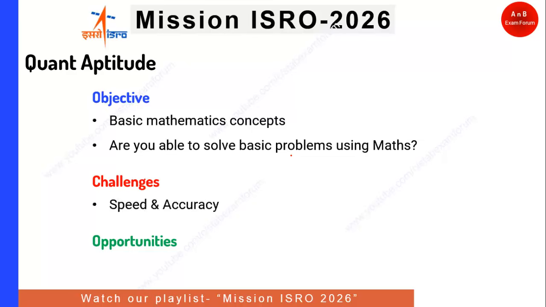The only challenge for the student in this particular section that I feel is speed and accuracy. Generally in our school, we have a tendency to solve step by step, but in the exam, we should not follow such rules. We should do the answer very quickly in shortcut ways. And at the same time, during the shortcut, we should not forget the basic concept, the basic crux of the question. So that is the only challenge for this section.